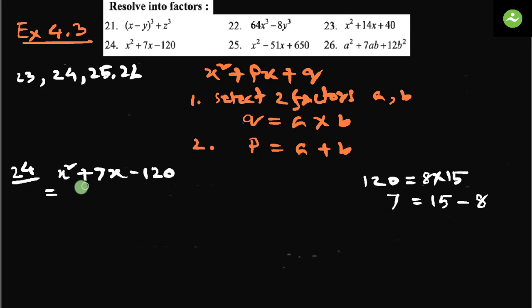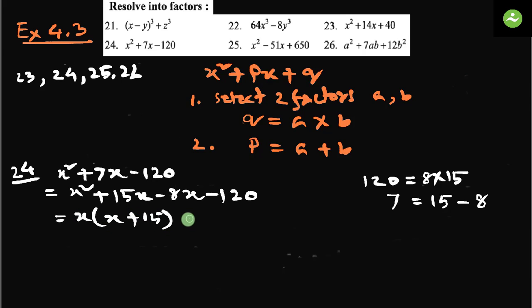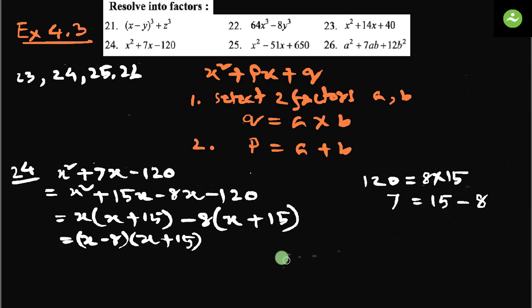Okay, equals x squared plus 15x minus 8x minus 120 equals, if we take x common, x plus 15, minus 8, x plus 15 equals x minus 8 into x plus 15, and that is the answer, x minus 8 into x plus 15.